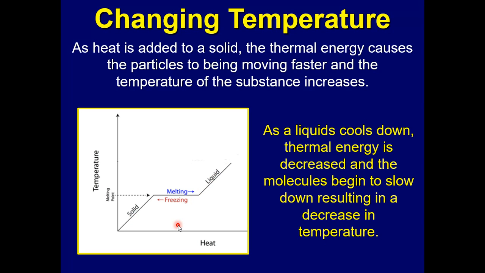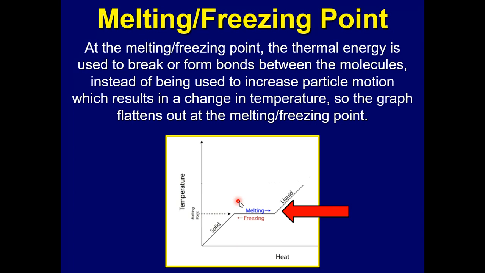Right? Okay. Now, everywhere you see where it's increasing or decreasing, where it's slanted, that's where the temperature is increasing or decreasing. All right, now at the melting and the freezing point, the thermal energy isn't being used to raise the temperature at that point. Instead, at the melting and freezing point, the energy is being used to form the bonds between the molecules. And so right at the melting and freezing point, temperature is not increasing.